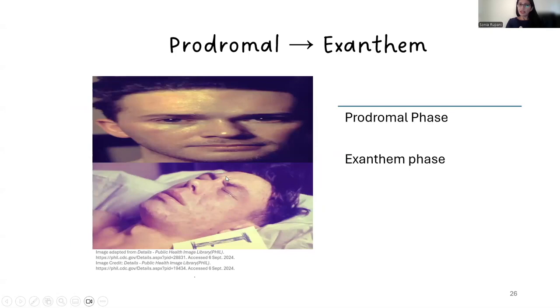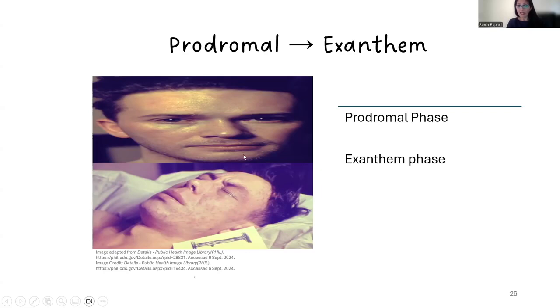I put this image here because, yes, we see this more in children younger than 5, especially if they're not vaccinated, but measles can happen to anybody. If they're not protected, if they're not vaccinated, it can happen to anyone. So I wanted to show this image of this person in the prodromal phase. You can see the face looks kind of shiny, probably has a fever. You can see a little redness in that eye, and then over here, this is the exanthem phase.